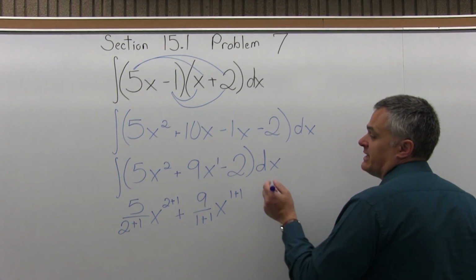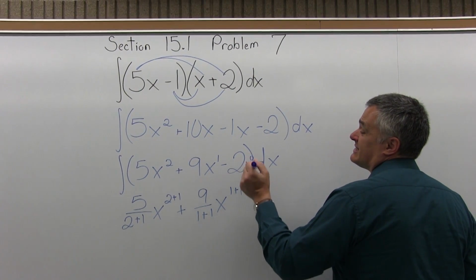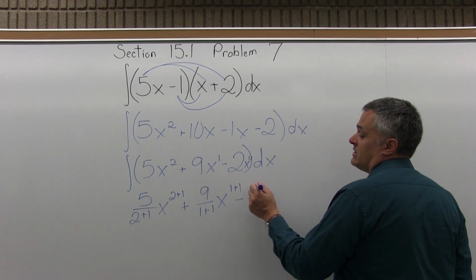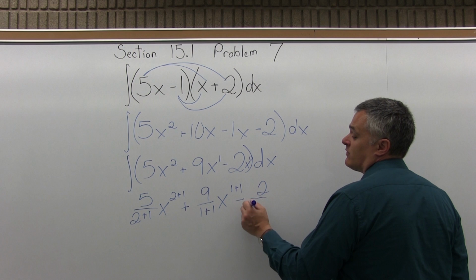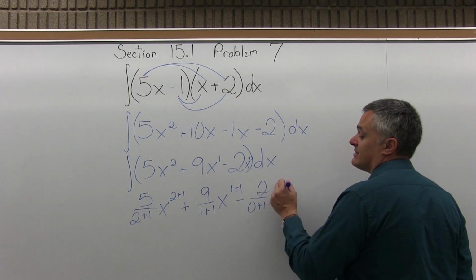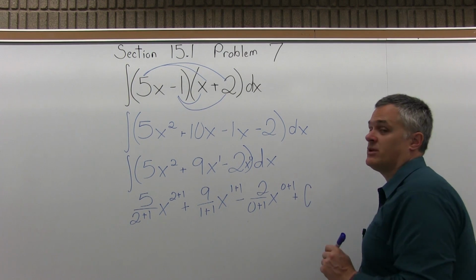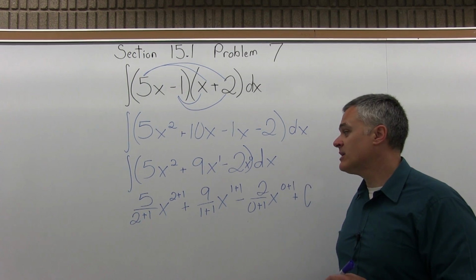The minus 2 on the end, you can figure it's a minus 2x to the 0, because you can think of it that way just to fit the formula we have. So it's going to be minus 2 over 0 plus 1, x to the 0 plus 1. And then you could have had some constant, some number that didn't have an x with it. And now we can clean this up a little bit.